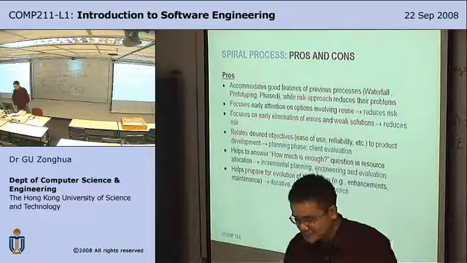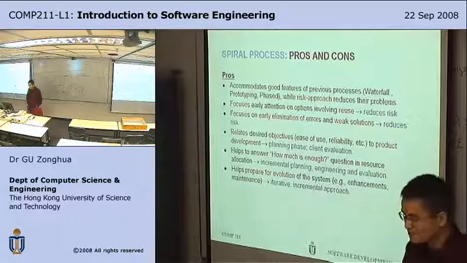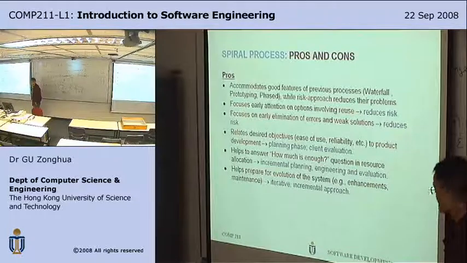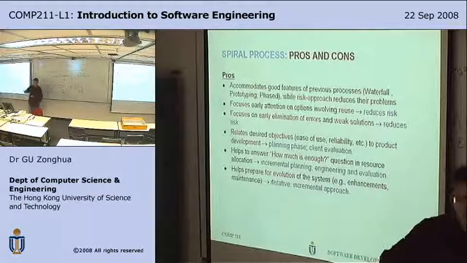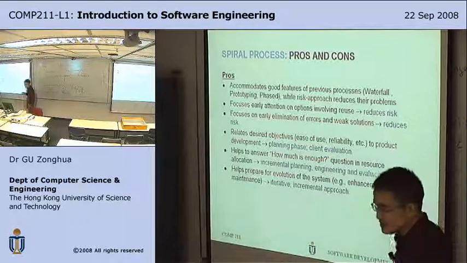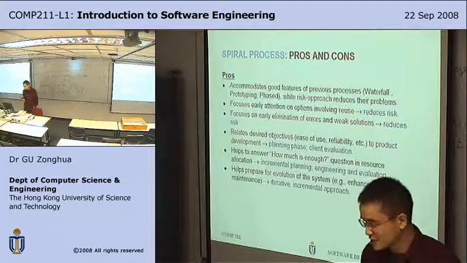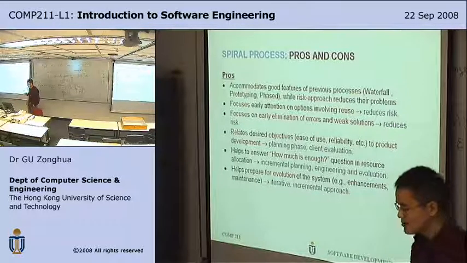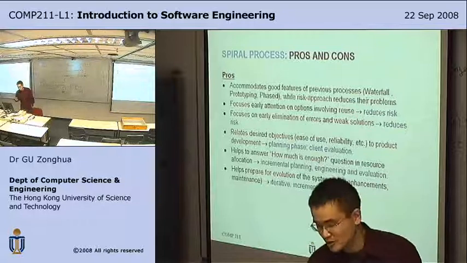Relates objectives to product development. That is planning and client evaluation. Because you have client evaluation and then you do planning after evaluation, taking into account the client feedback. You can continuously assess your objectives. How easy is it to use? How reliable is it, based on feedback from the client.